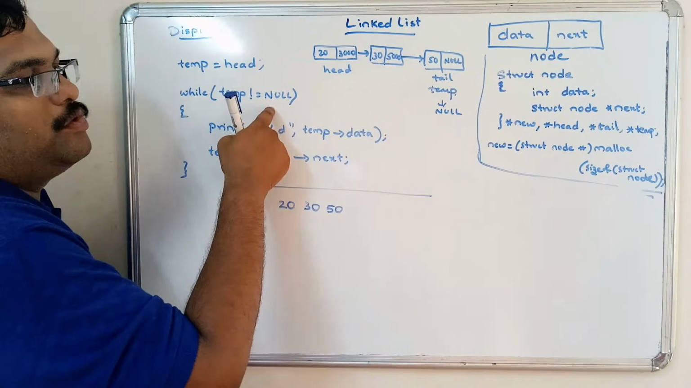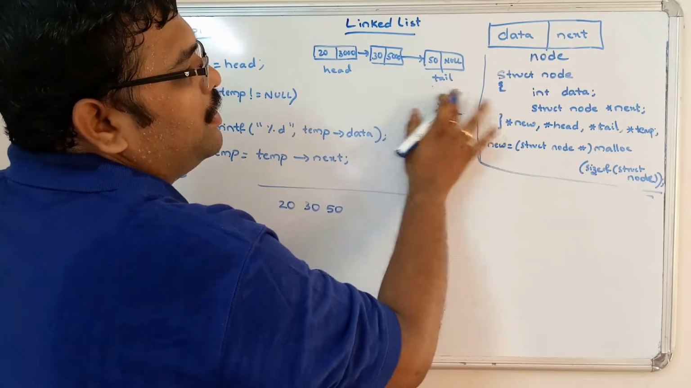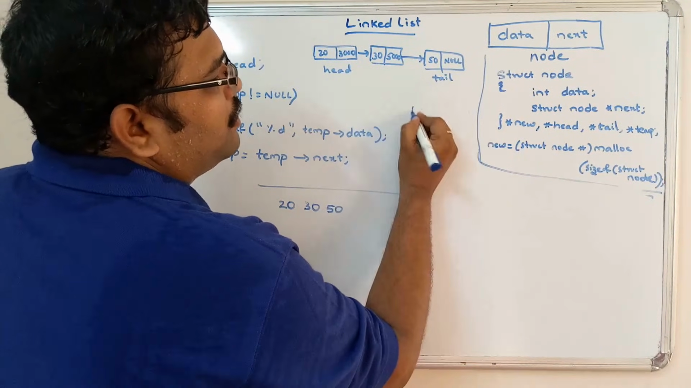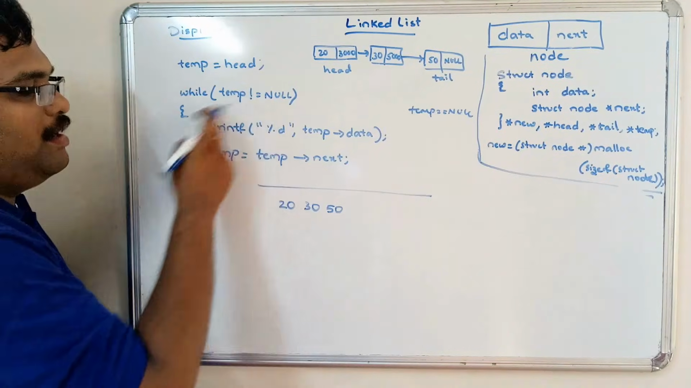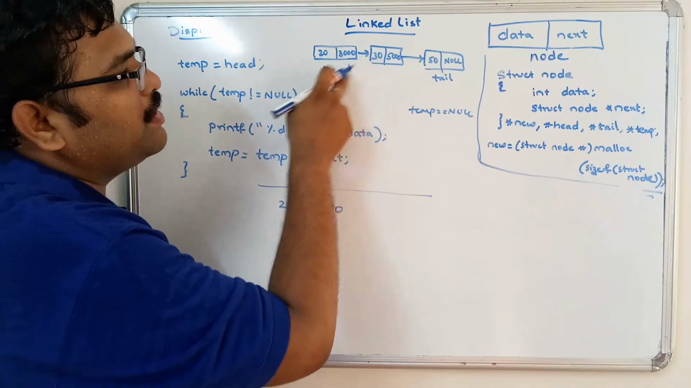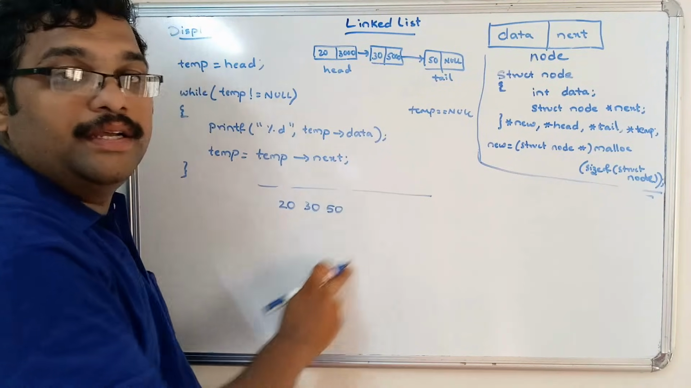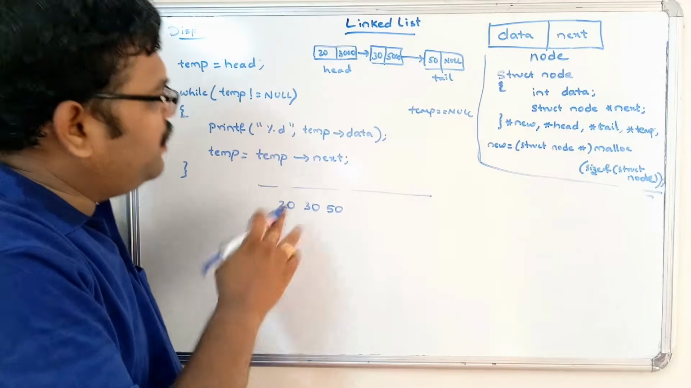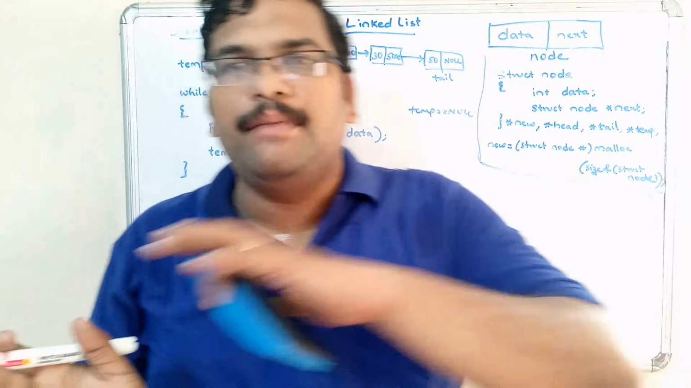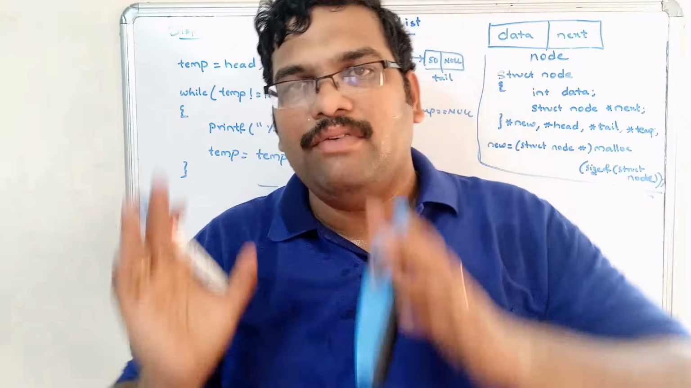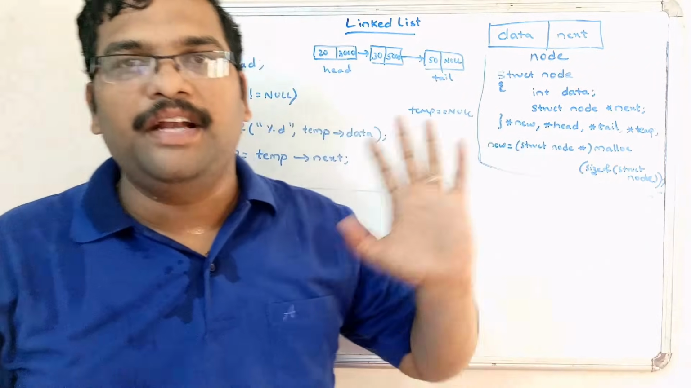So temp not equal to null, but here the temp is null. See here, the temp is null. The condition fails. Automatically it will stop. So we are having the 3 nodes with 20, 30, 50, and here also we are displaying 20, 30, 50. Right? So here we create a temporary variable, and we just move it to the end of the list. Whenever the temp is equal to null, automatically we can terminate the loop.